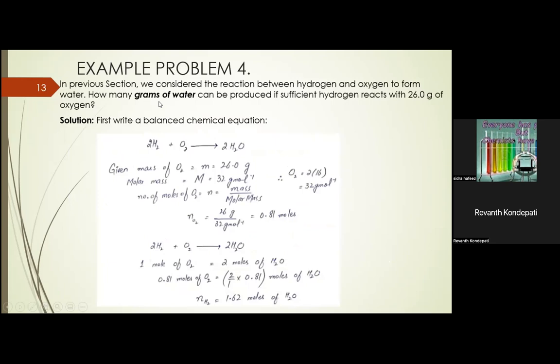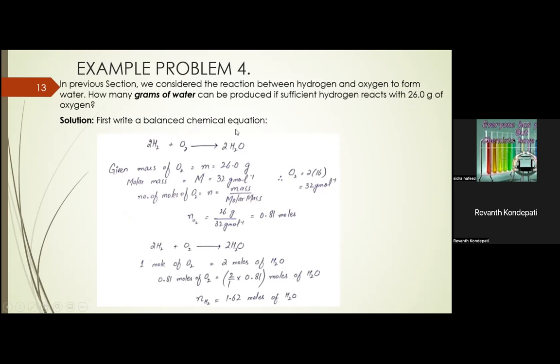Now another example problem. We have considered a reaction between hydrogen and oxygen to form water. How many grams of water can be produced? Now we have to calculate grams, the mass of water, not the number of moles of water. So we have to take this explanation one step further to calculate the mass of water that can be produced if sufficient hydrogen reacts with 26 grams of oxygen. The mass of oxygen is given, which is 26 grams, and with the help of this mass, we will calculate the number of moles of oxygen.